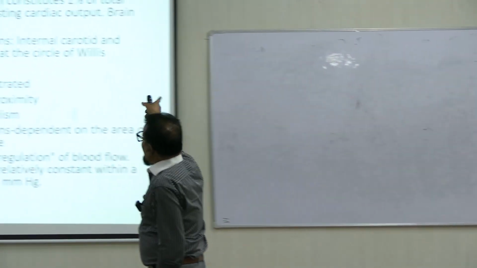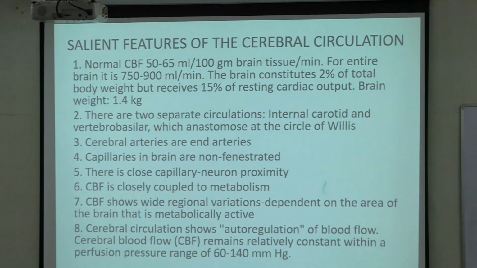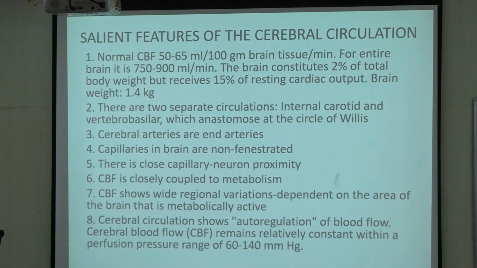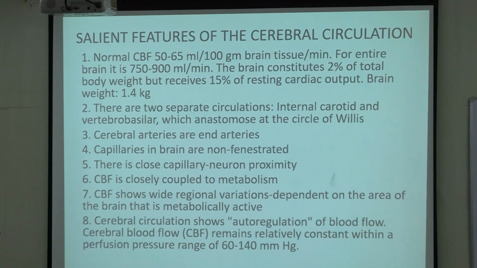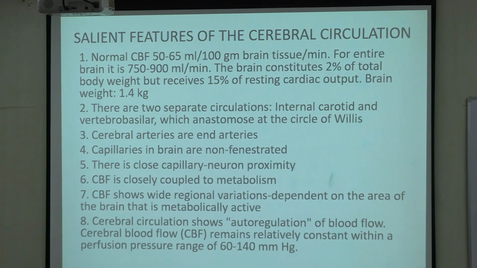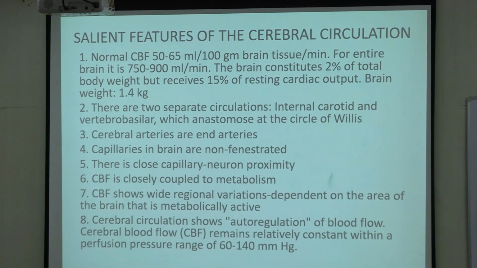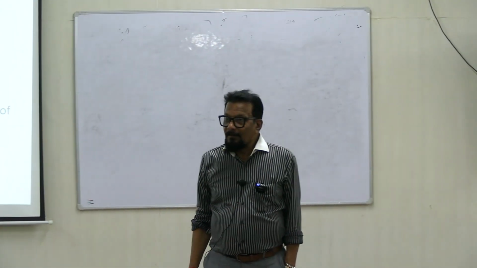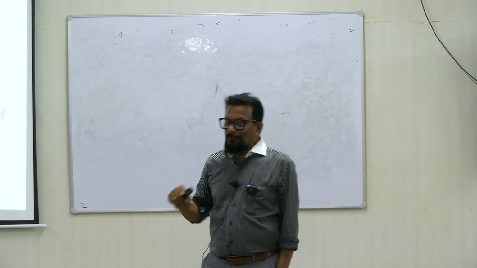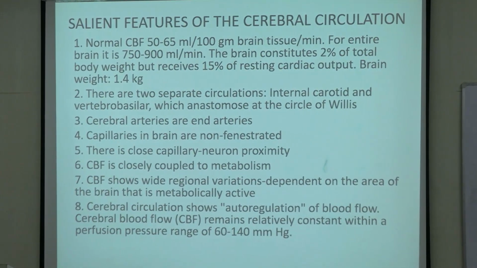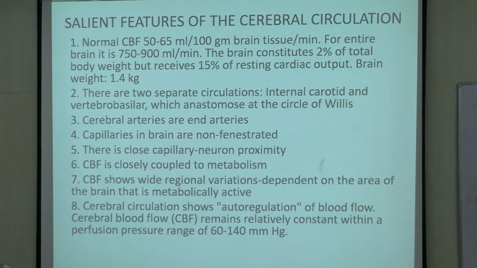Okay. For the entire brain, what is the demand? 750 to 900 ml of blood. What is our cardiac output? 5 liter. So what percentage of this? It is about 15% of total cardiac output. And the weight of the brain tissues, do you know? 1.4 kg. So for 1.4 kg, this mass of cardiac output is needed. That means this area is very active. It is reflected by this.